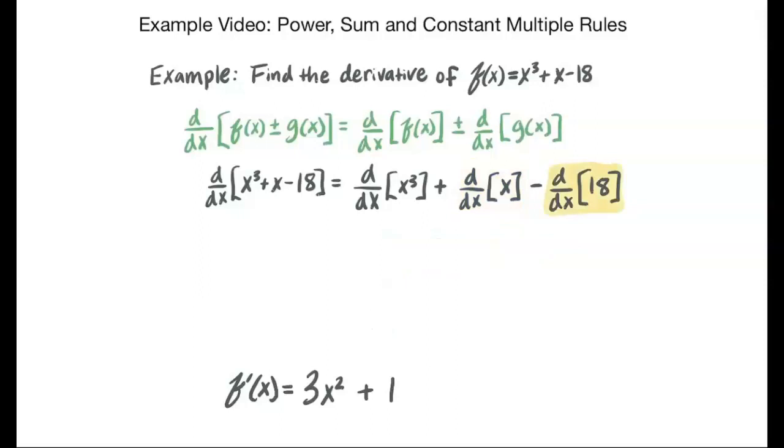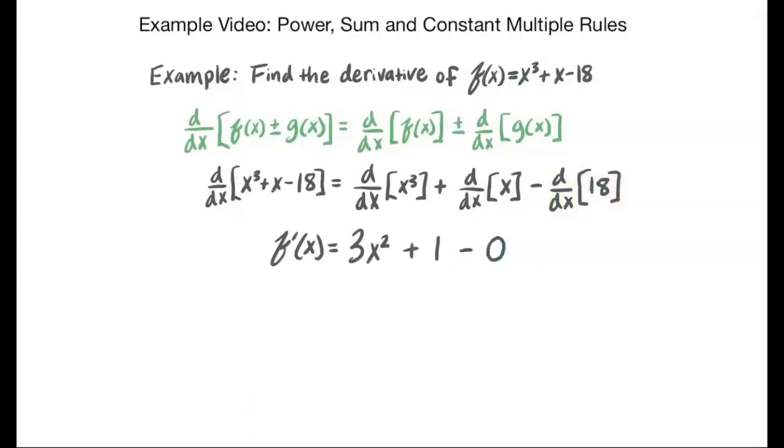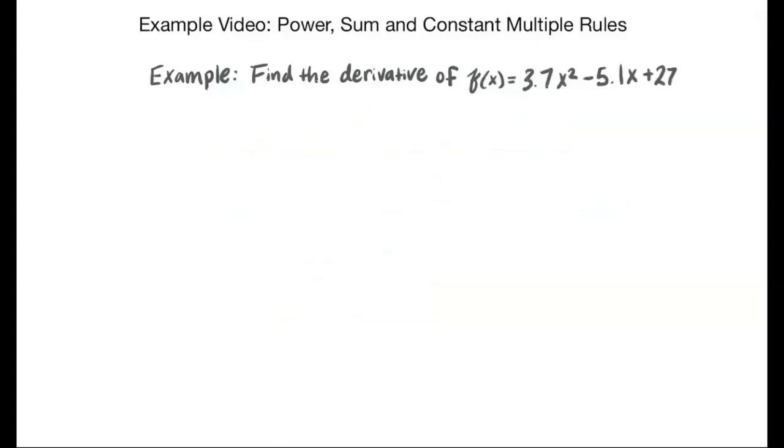Finally, we will take the derivative of the third term, d dx 18, which we can differentiate using the constant rule, which tells us that this is equal to 0. Combining these terms correctly, we get our answer as f prime of x is equal to 3x squared plus 1. Let's take a look at a more complex example.